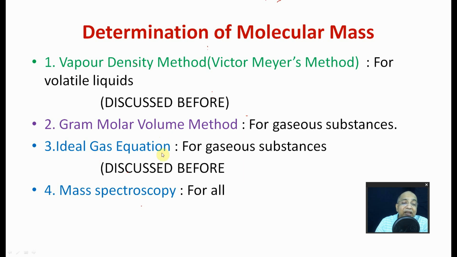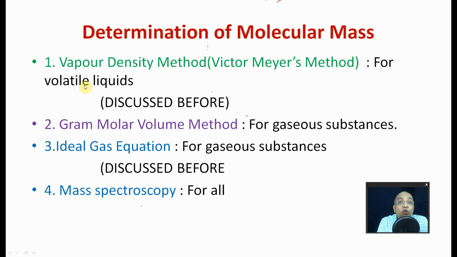And you can use ideal gas equation, PV = nRT. In place of n, number of moles, you write mass by molecular mass, W by M, capital M, or small m by capital M, so that you can find out capital M. So these are all for gaseous substances. And the Victor Meyer's method is for volatile liquids which vaporize below 100 degrees Celsius. You know, the outside temperature is water vapor at 100 degrees Celsius.